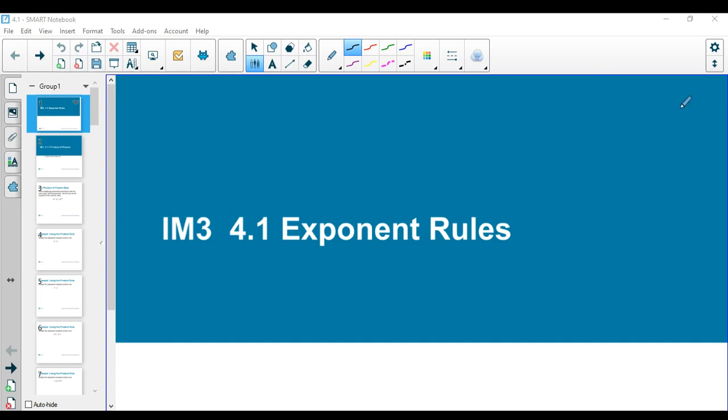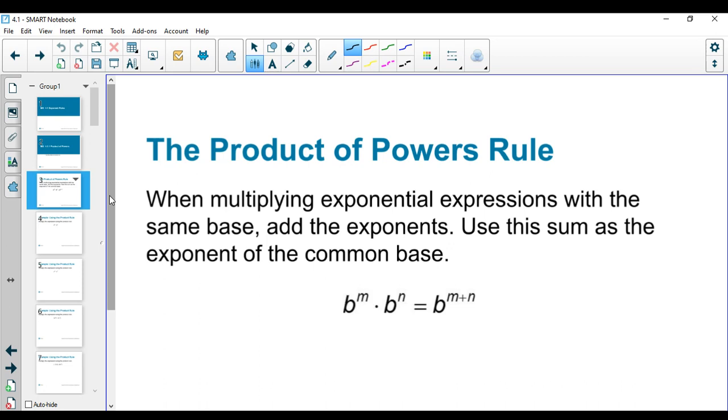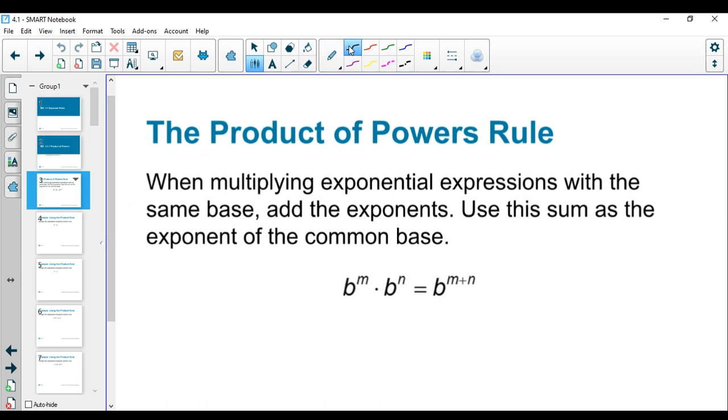All right. So we're starting a new chapter and we're going over exponent rules. And the first thing that we're going to be talking about is a product of powers. And what that means is right here. So if you're taking notes, you might want to write this down right here.